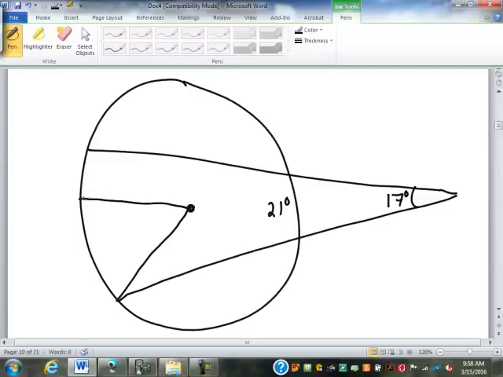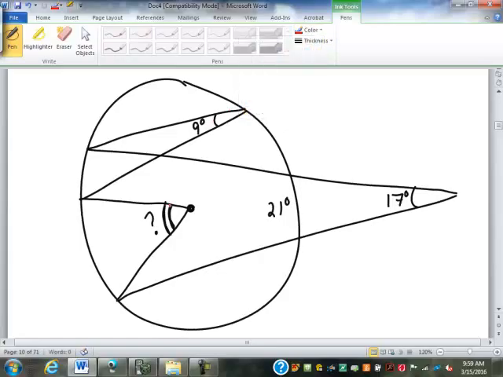So if that's the center of the circle, that's 9 degrees. I want you to find this angle right here. So see if you can figure that one out. Okay, so did you manage to find this arc right here?